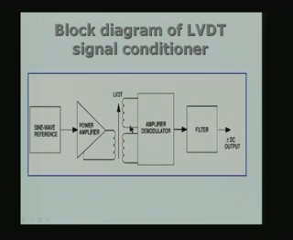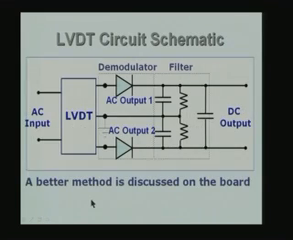So, the difference between these two is what I am interested in, but I want to first convert it to a DC signal by demodulation and then use a filter to remove the ripple, and then you get a DC output which may be either positive or negative depending on which way the core has moved. If it moves in one direction, it will be a positive value here. If it moves in the other direction, it will be a negative value. Let me briefly look at how this can be accomplished by giving a simple schematic of a circuit which can be used for this purpose.